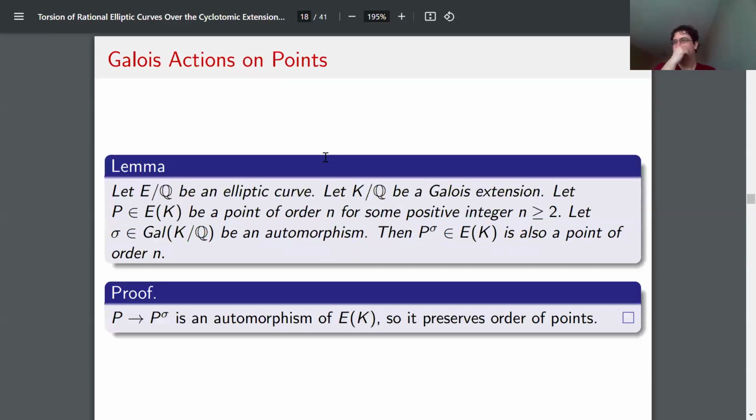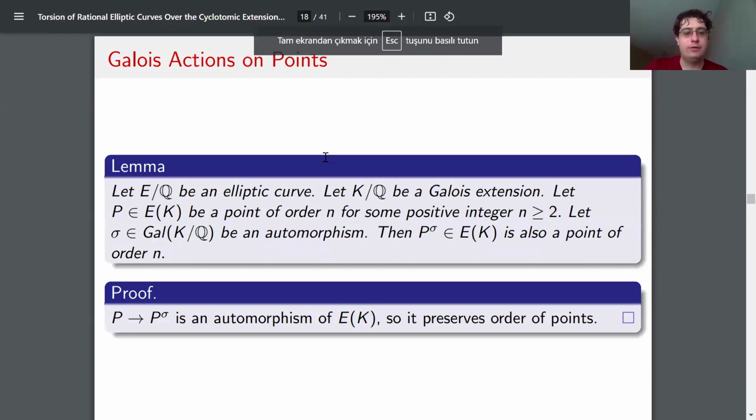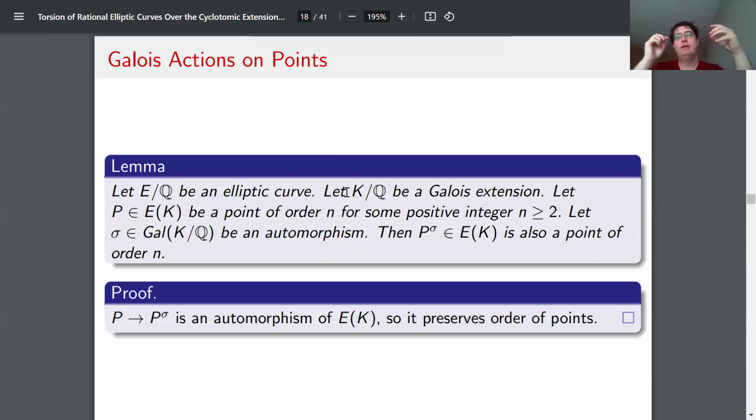Okay, so let's go to the methods. A very important method I use is looking at the effects of Galois actions on the torsion points. So, a very trivial lemma: if I have a Galois extension, and I have a point in E(K), then when I act on it with some Galois action, the point still belongs to E(K) and the order doesn't change, because basically taking P to the sigma is an automorphism of the K-rational points of E.